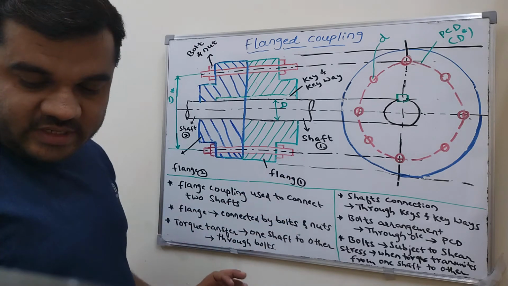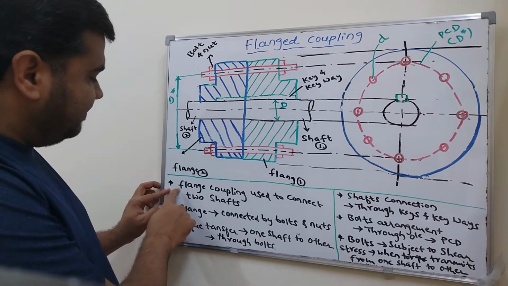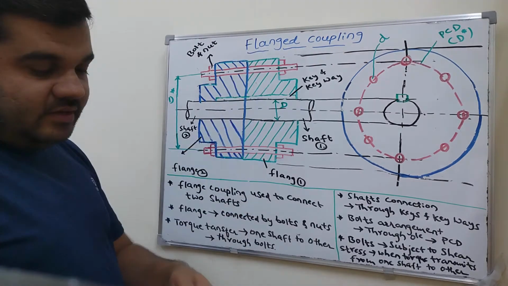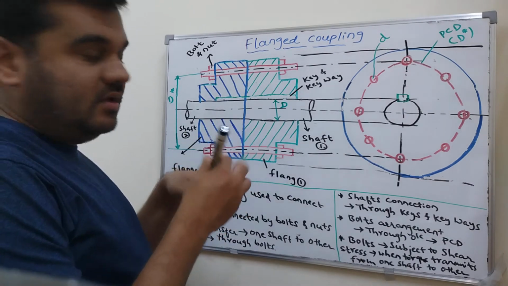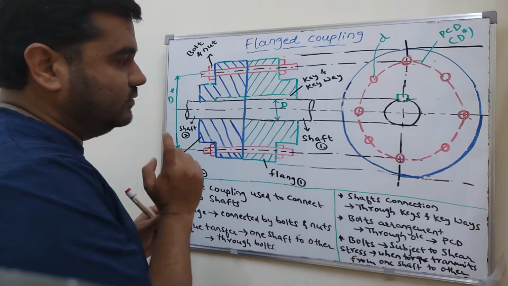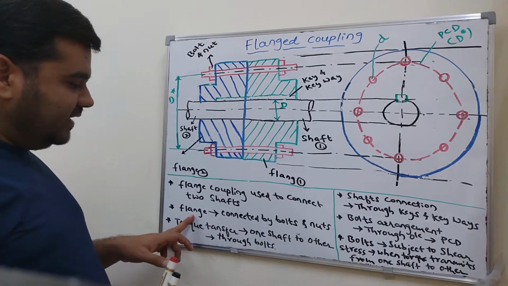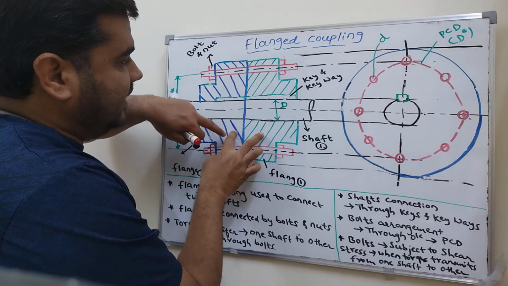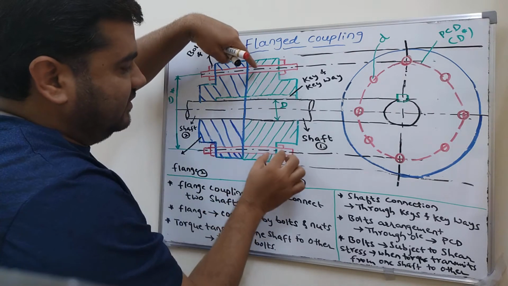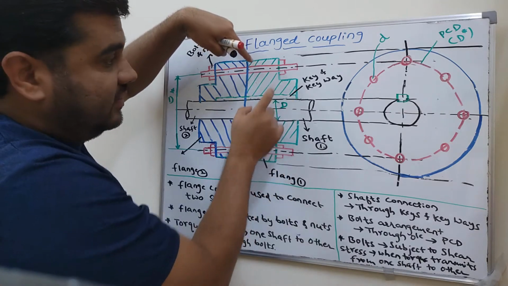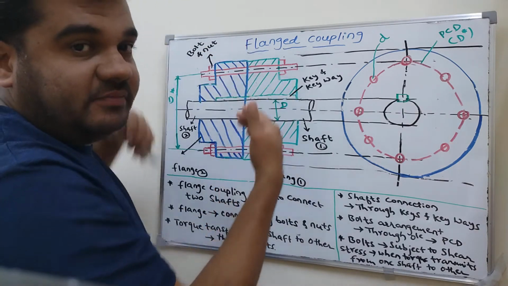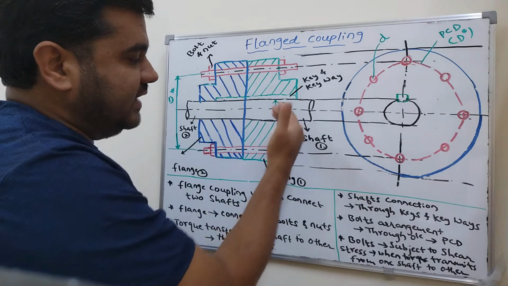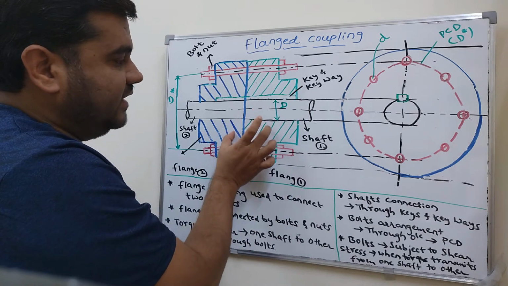Now we will read the related points. The first point, as I said: a flanged coupling is used to connect two shafts. If you want to connect two shafts, we use the flanged coupling, flange 1 and flange 2. The next point: the flanges are connected by bolts and nuts. How are flange 1 and flange 2 connected? With the help of bolts and nuts, or rivets. Instead of bolts and nuts, you can use rivets also. With these you can connect the shafts and flanges.